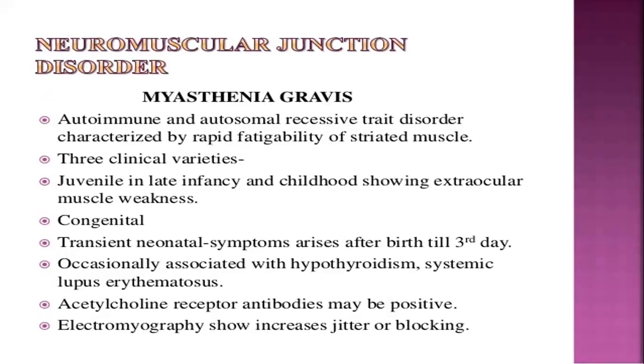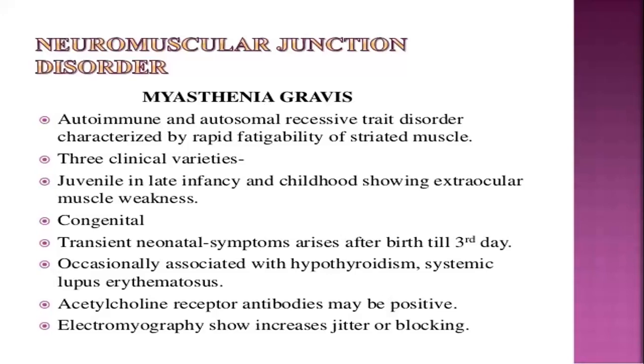Myasthenia gravis. This is the disorder which involves the neuromuscular junction, and it is usually autoimmune and autosomal recessive trait disorder characterized by rapid fatigability of striated muscle. Three clinical variants: juvenile in late infancy and childhood, showing extraocular muscle weakness; congenital, transient neonatal symptoms arising after birth till third day, occasionally associated with hypothyroidism, systemic lupus erythematosus.